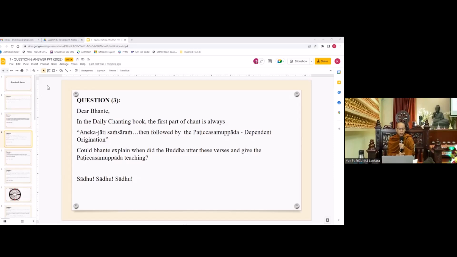So he was running around searching for this enlightenment. Now finally he has attained it. So he was rejoicing and could not keep the utterance inside, so he recited the chant of Aneka Jati Samsaram. After that, he started to consider the nature of reality, starting from the Paticca Samuppada. So that's the sequence. Thank you, Bhante.